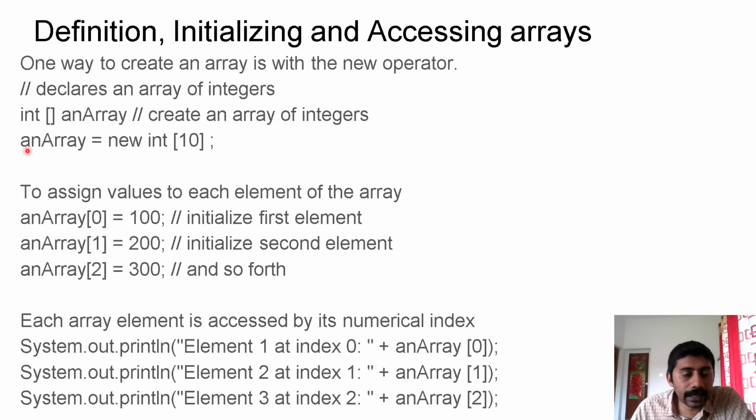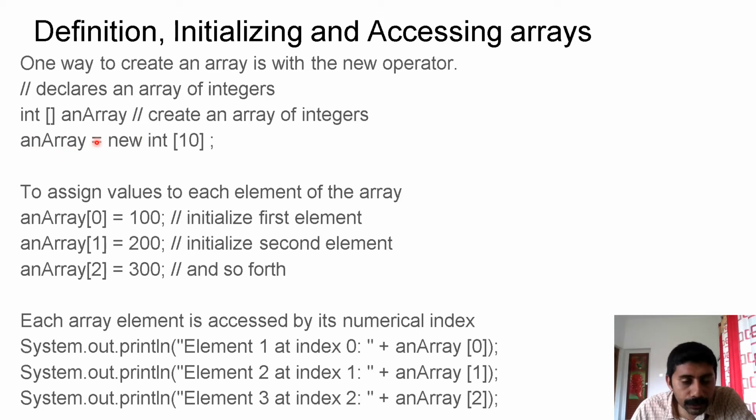Initializing and accessing arrays. One way to create an array is with the new operator. Previously we saw some examples where we used the new operator. Here, int square bracket an array creates an array of integers, but at this time I haven't mentioned the array size. So I am just creating a reference variable pointing to an integer array. At this stage I am not creating an actual array because I haven't mentioned the array size. Now this is the reference variable for my array.